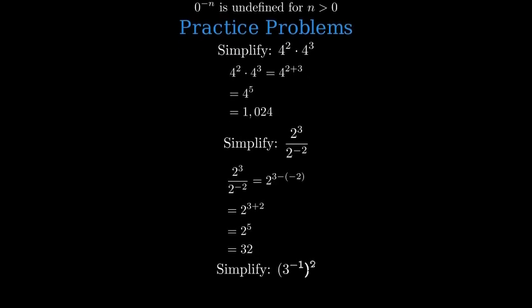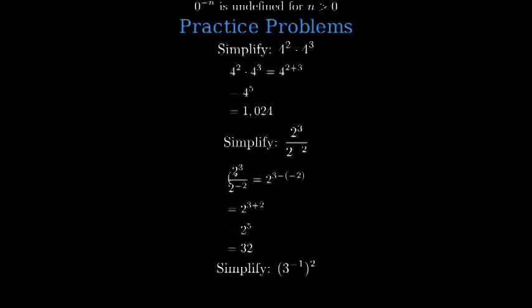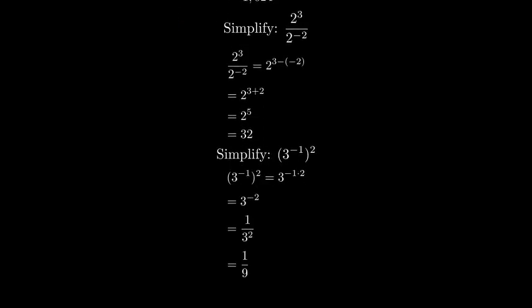Finally, let's simplify the expression 3 to the power of negative 1, all squared. Using Rule 3 and Rule 7, we have 3 to the power of negative 1 times 2, which is 3 to the power of negative 2, or 1 over 9.